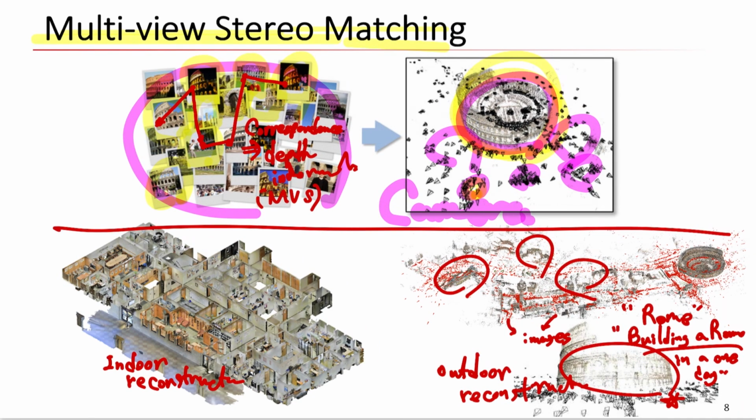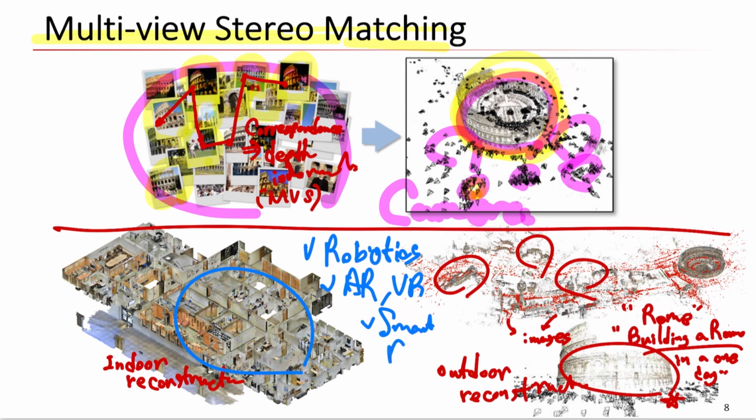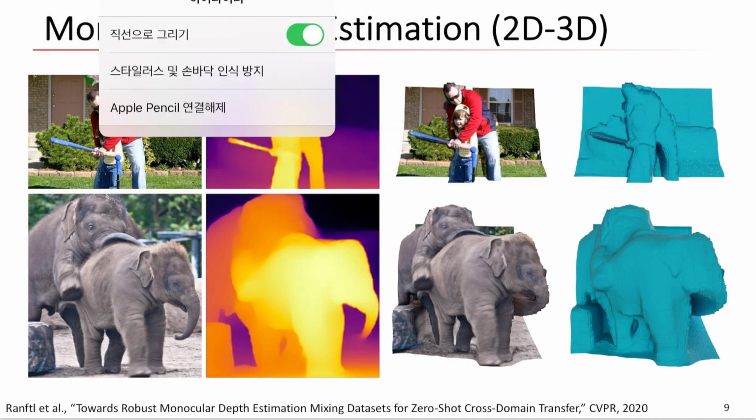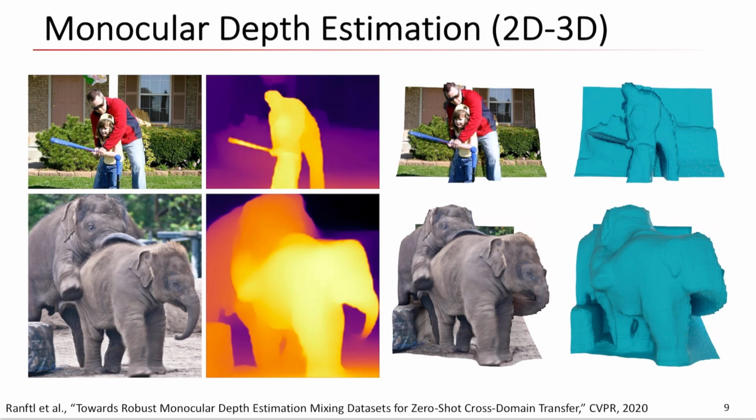So by using this reconstructed information, we can use it in many applications, something like robotics or AR, VR, or what else? Something like smart drones. Yeah, you can use it in any application by using the 3D information. So this is multi-view stereo matching. And recently there is a very interesting technique called monocular depth estimation, or 2D to 3D information.